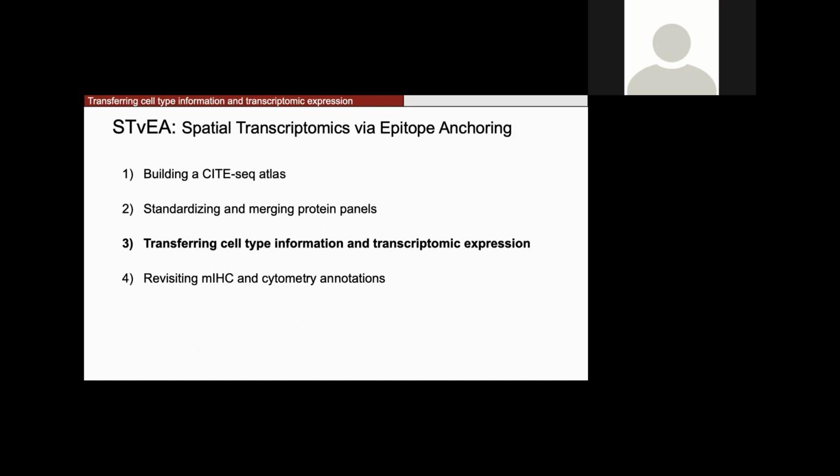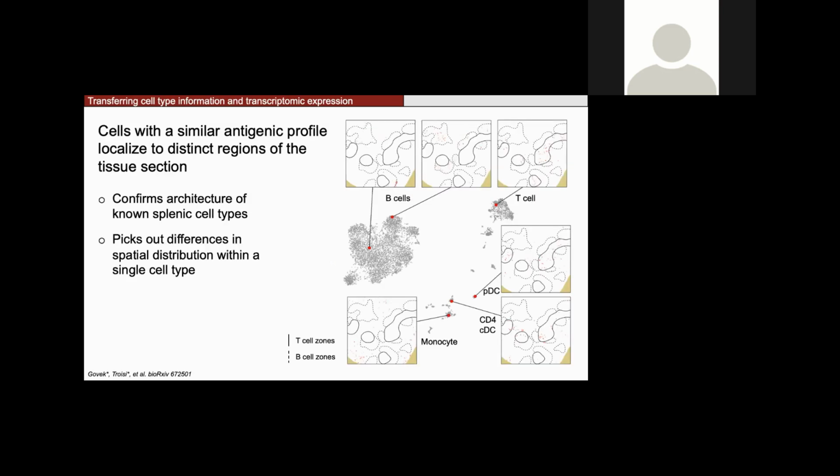So now that we know which site-seq cells have similar antigenic profiles to codex cells, we can take the cell types of those site-seq cells or their transcriptomic expression and associate them with the codex cells, which can inform our analysis of the codex tissue sections. So the first thing this allows us to do is just to plot which codex cells have a similar antigenic profile to a given site-seq cell.